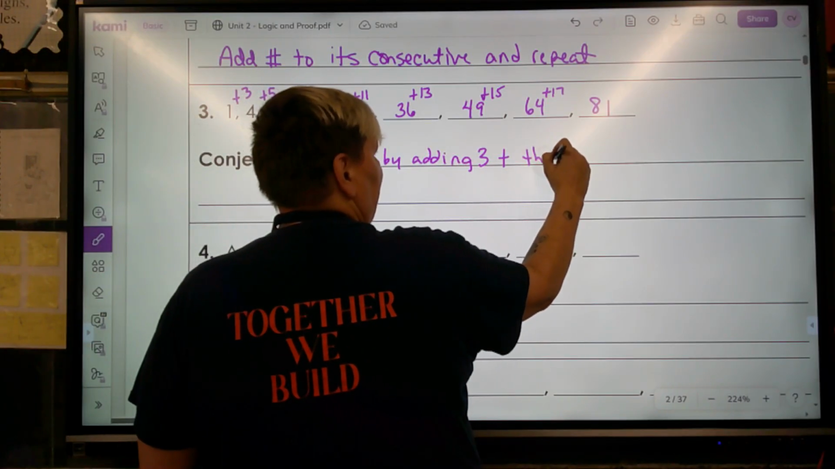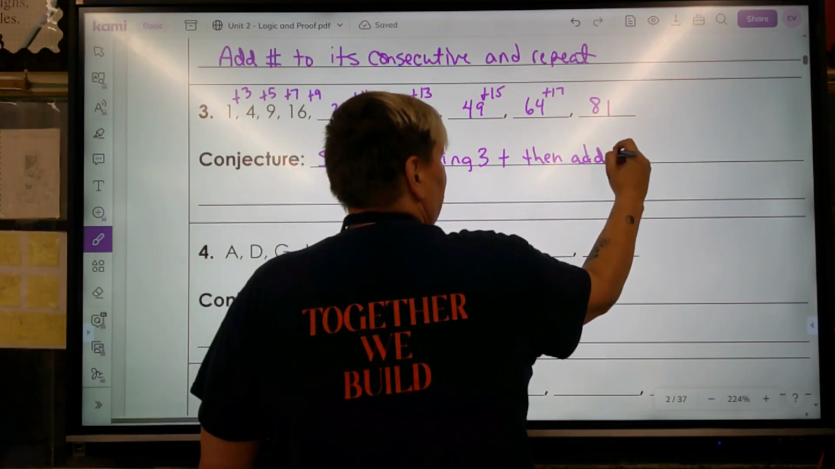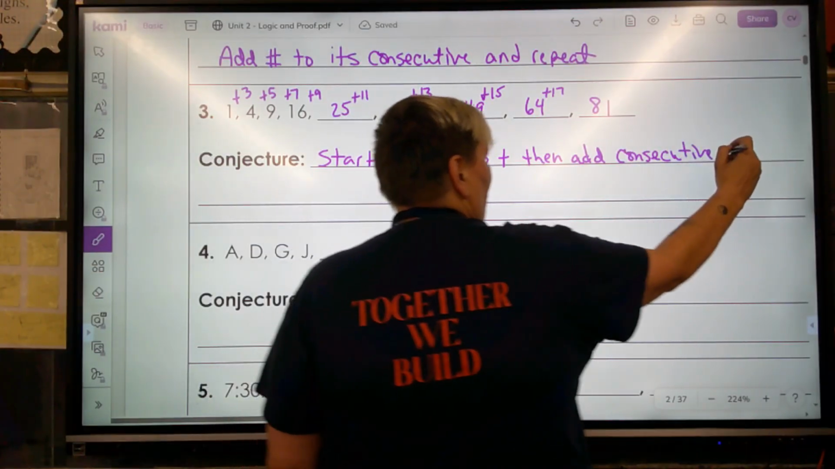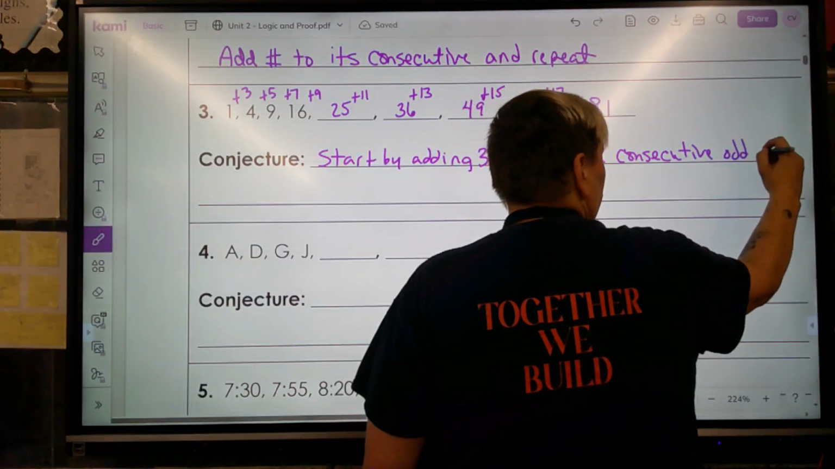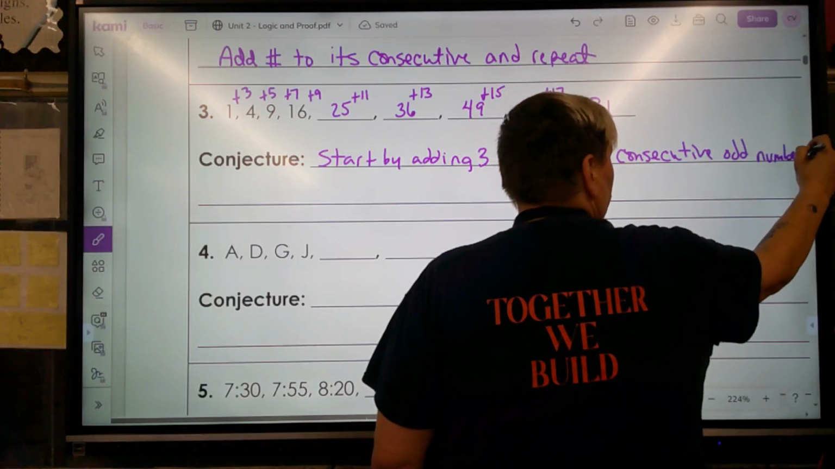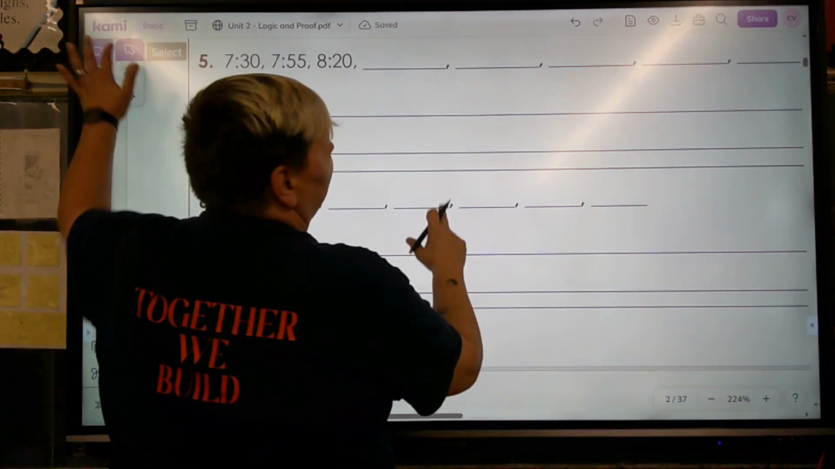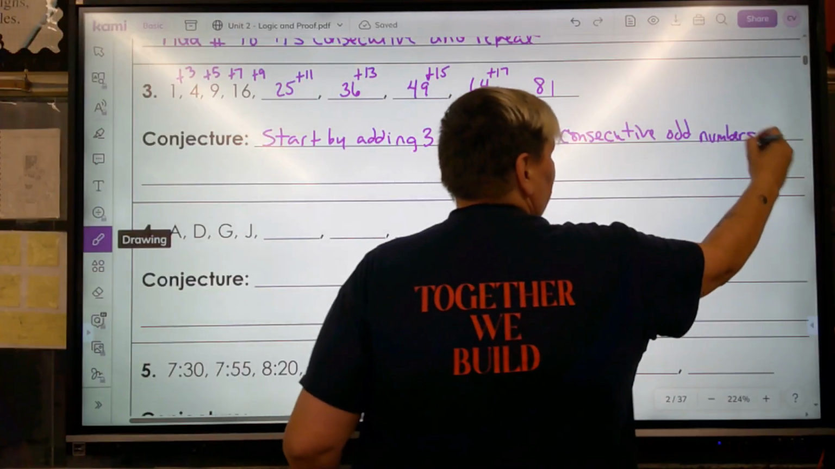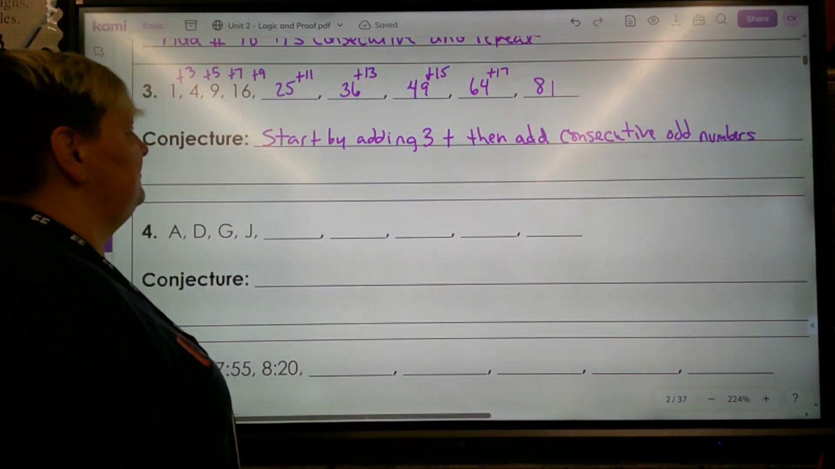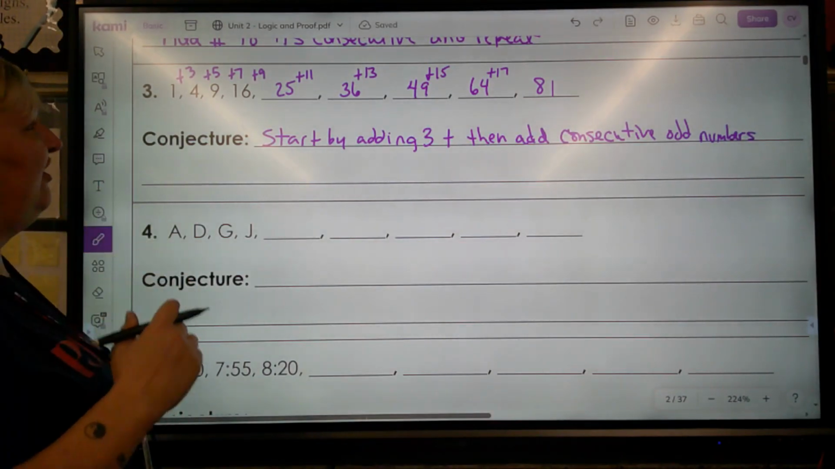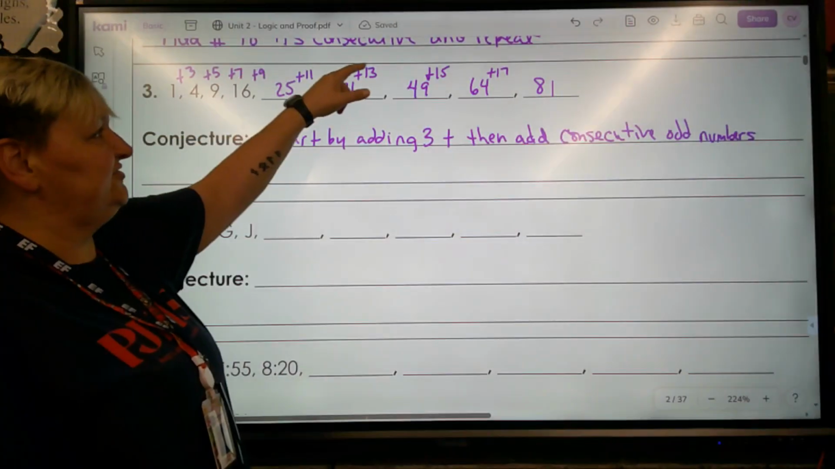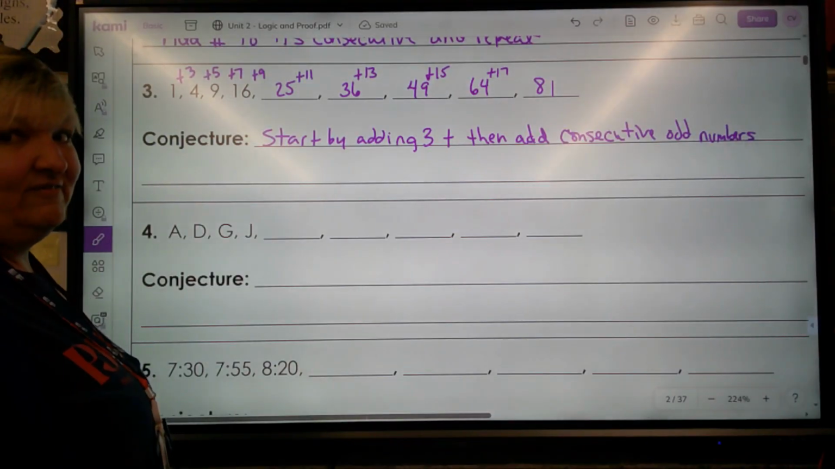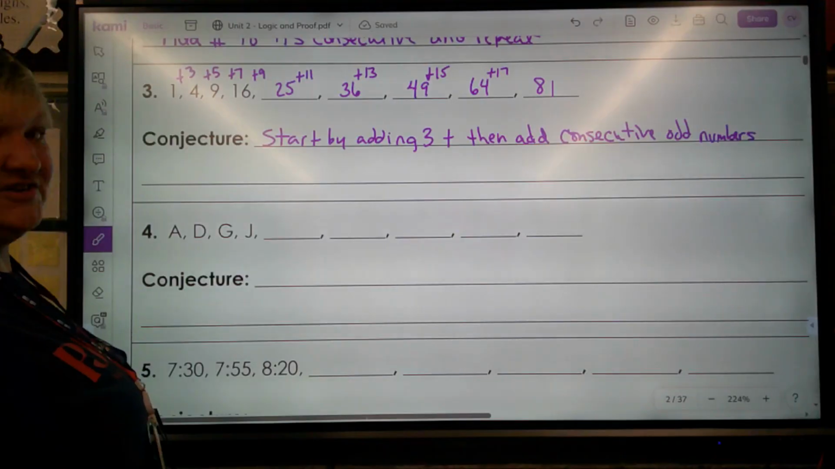And then add consecutive odd numbers. Start by adding 3 and then add consecutive odd numbers. 3, 5, 7, 9, 11, 13, 15, 17. The next one will be 19. Right? Right. Is there another way?